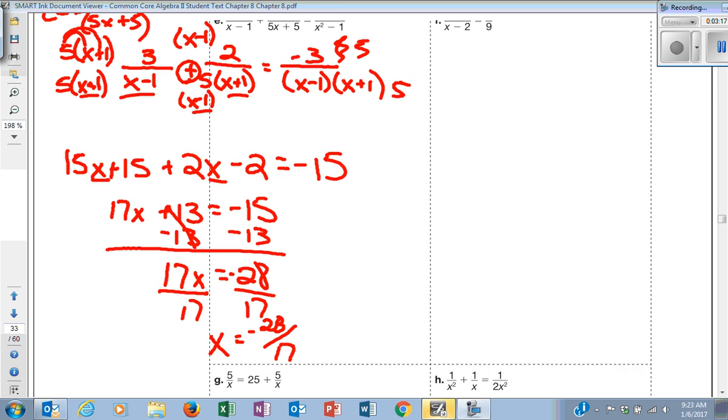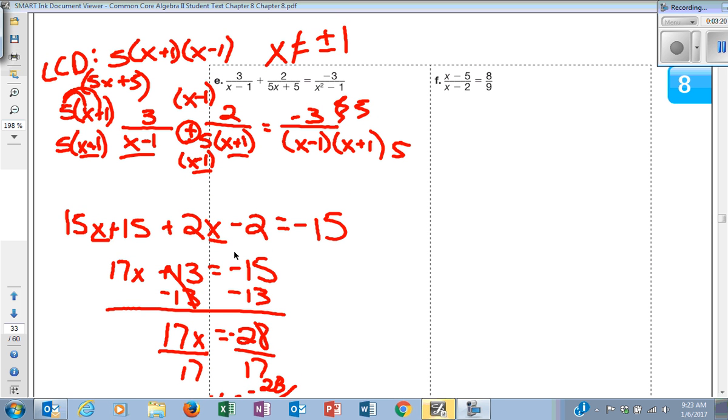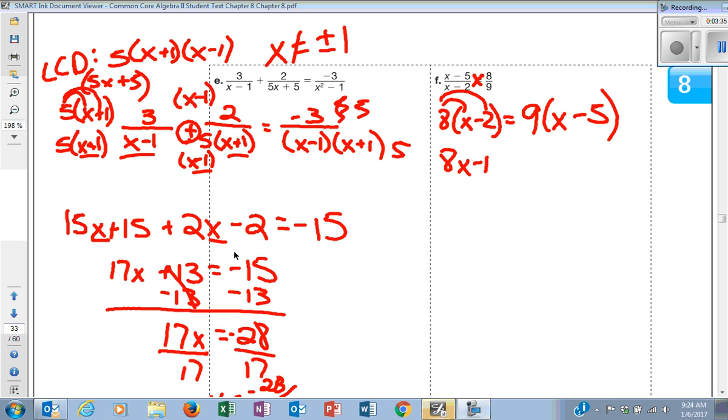Now let's go through the rest of these, a couple more. This one, since there's only two fractions, I would cross multiply it. And so we get 8 times x minus 2 equals 9 times x minus 5. And distribute: 8x minus 16 equals 9x minus 45. Again, x is to only one power, so I would combine those x's. I don't have to set it equal to 0. I can get everything away from x. But you'll see what I'm talking about hopefully in a little bit.